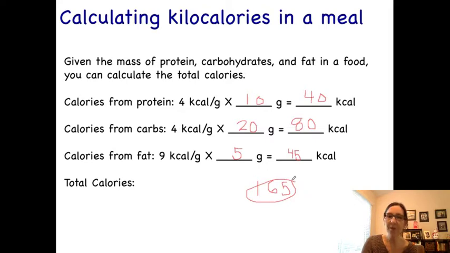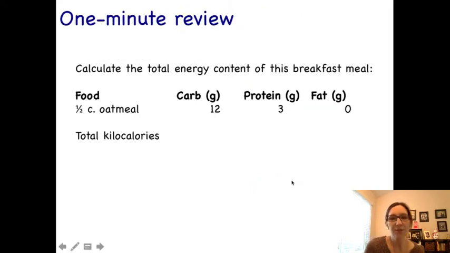Okay? So let's see if you can do the same. So let's say I've got a half a cup of oatmeal and it's got 12 grams of carbs, 3 grams of protein, and 0 grams of fat. Take a minute and see if you can calculate the total kilocalories in this food. And you can pause the video there, but we'll just jump straight to it and see if we can do this.